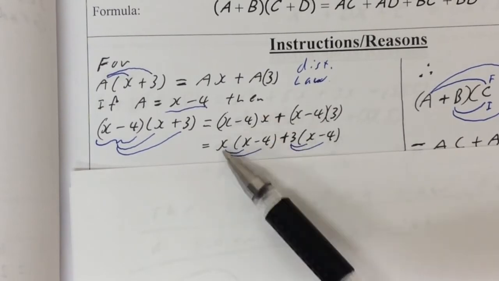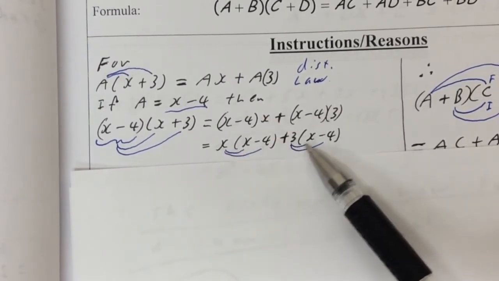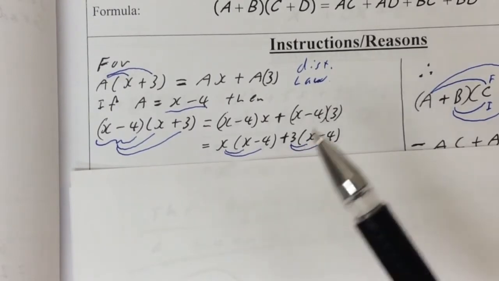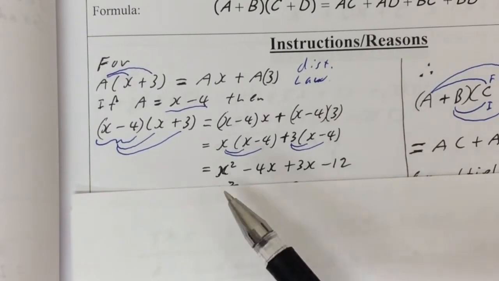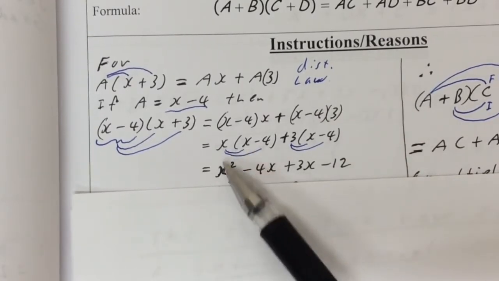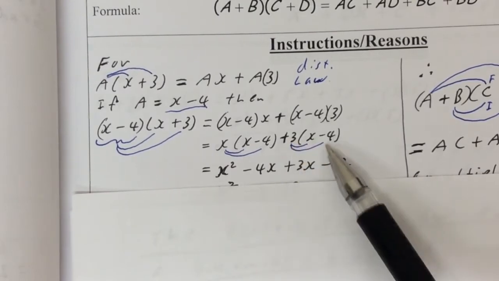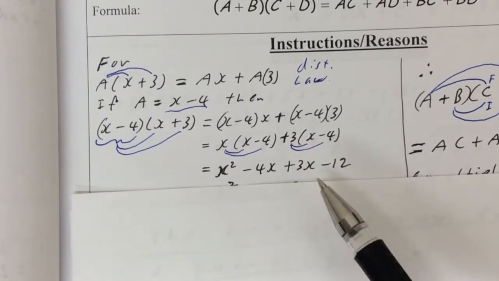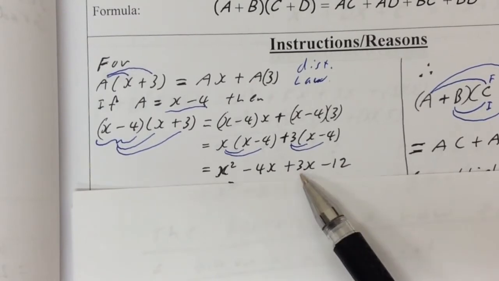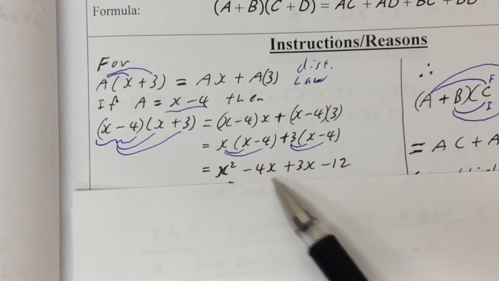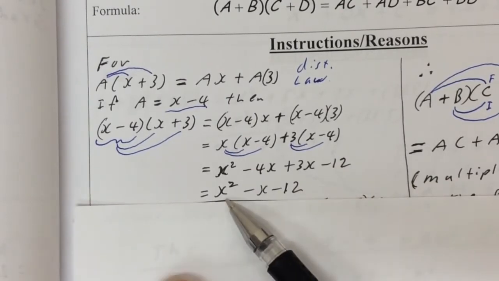So now with the x out in front, you can take the x times the x, the x times the negative 4, 3 times x, and 3 times negative 4. Once you've got that, you've got x squared minus 4x plus 3x minus 12. Now you can see that negative 4x and 3x are like terms. You can collect them, and you've got a nice trinomial here. 3 terms.